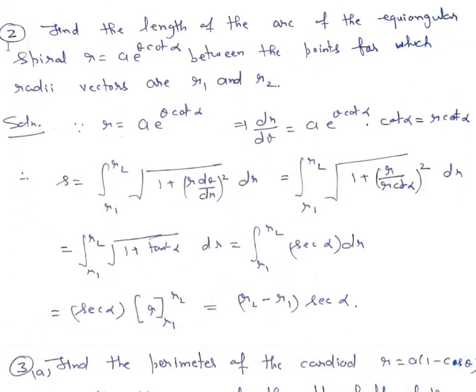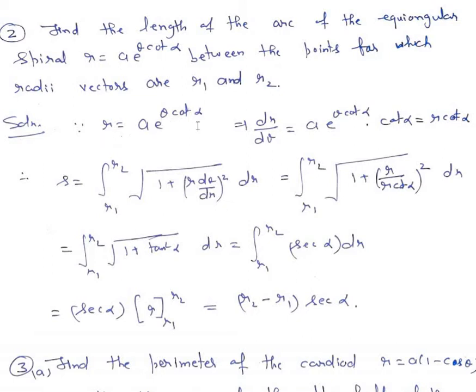Let's take second example. Find the length of the arc of the equiangular spiral r is equal to a into e to the power theta cot alpha between the points for which radii vectors are r1 and r2. Now in this case we are given limits for r, so therefore we shall be using the second formula, s is equal to integral r1 to r2 under root of 1 plus r d theta upon dr whole square dr.